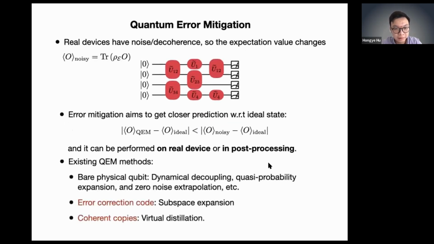For example, quantum error mitigation methods on bare physical qubits include dynamic decoupling, quasi-probability expansion, zero noise extrapolation, etc. And more recently, quantum error mitigation methods beyond bare physical qubit encoding have been proposed. For example, subspace expansion mitigates errors on an error correction code embedding, and virtual distillation uses coherent copies of the physical system to mitigate errors. In the following part of my talk, I'll mainly focus on the last two methods and introduce their pros and cons.